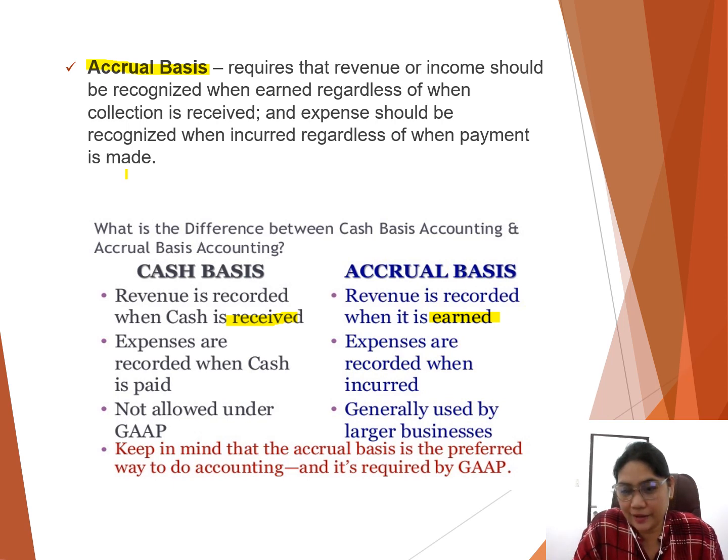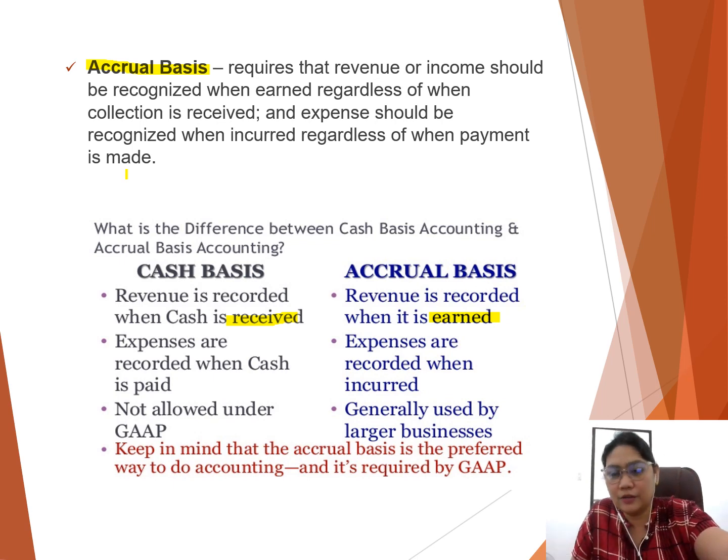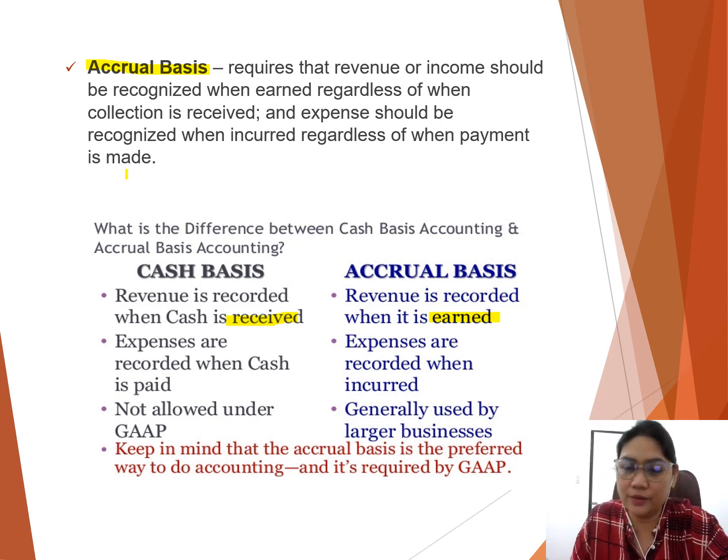Meron na ba? Kasi may natanggap ka ng 50,000 eh. Pag cash basis, may revenue ka na. Kasi may natanggap ka ng 50,000. Pero sa accounting, accrual basis tayo. Sa accounting, wala ka pang revenue kahit nakatanggap ka na ng 50,000.